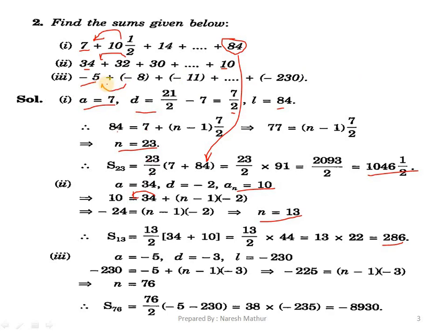Alright, in the next one also we have given minus 5 plus minus 8 plus minus 11 and so on. So we have the value of a is minus 5, the value of d, see here, minus 8 minus minus 5, so it will be minus 8 plus 5, so the value of d will be minus 3, and the last term is given as minus 23. Now see, somewhere it is written as an and somewhere it is written as l, so it's not a big deal, both are the same thing, because we have the last term of the AP. Just find the value of n first. So we get the value of n by the simple formula an equals to a plus n minus 1 d, and after putting the values we got the value of n. Easy.